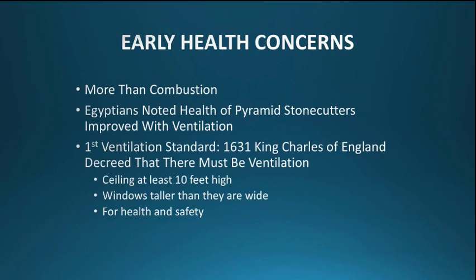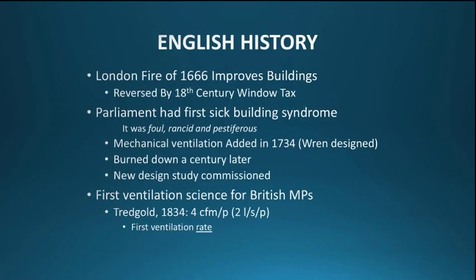But the first real ventilation standard, where somebody thought about ventilation explicitly, the first one I could find, was in 1631. Your own King Charles of England decreed that there must be ventilation, that ceilings have to be 10 feet high, and that windows have to be taller than they are wide. This was more a health concern than anything else, but it did improve the buildings, and quite a lot, because 35 years later, as was London's wont, there was a great fire and all the buildings burned down again, and they were all rebuilt under the new standard. And it was quite well appreciated.